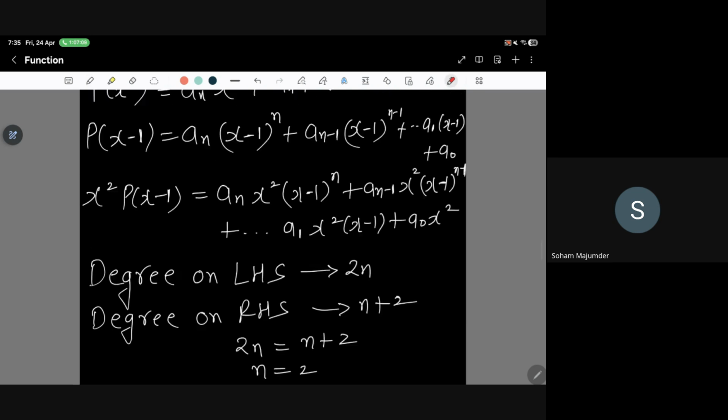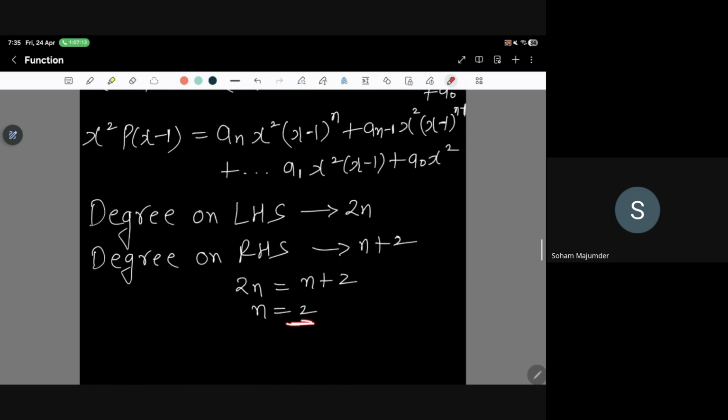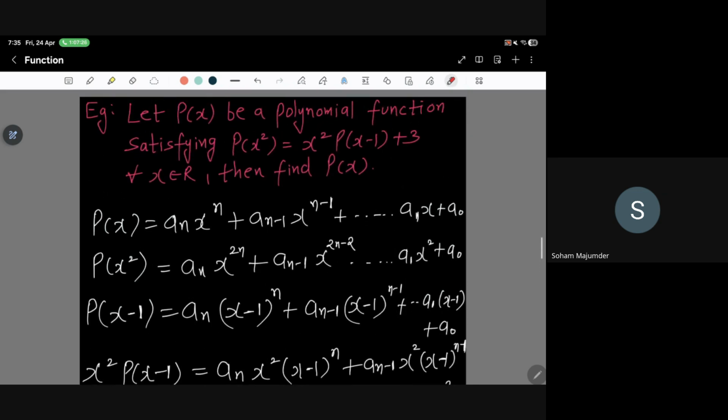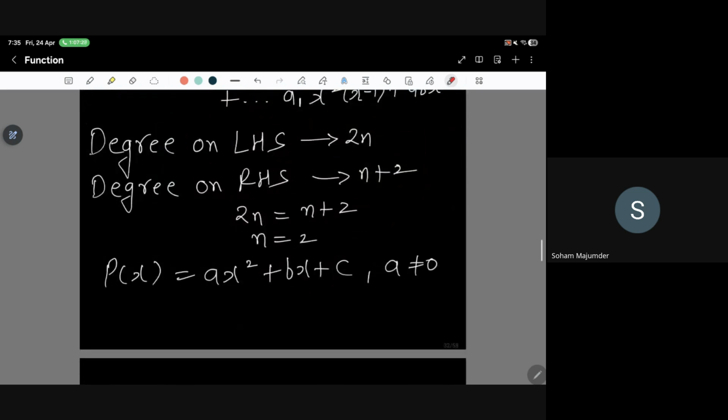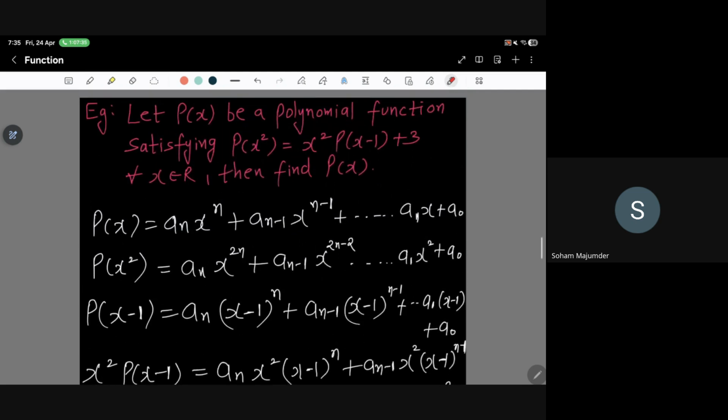It means whatever polynomial you have assumed is a quadratic polynomial. So our p(x) is ax square plus bx plus c, a not equal to 0. Now what they have asked is to find p(x). So we have to find a, b, c also. So how do we find a, b, c? a, b, c are three variables, so we need three equations to find three variables.